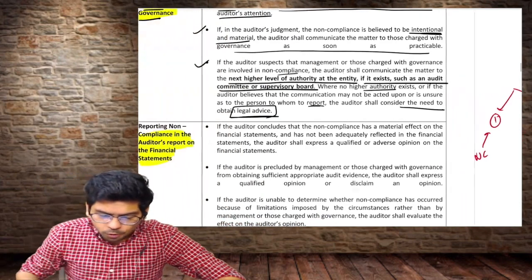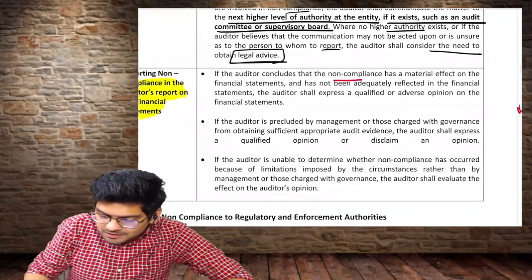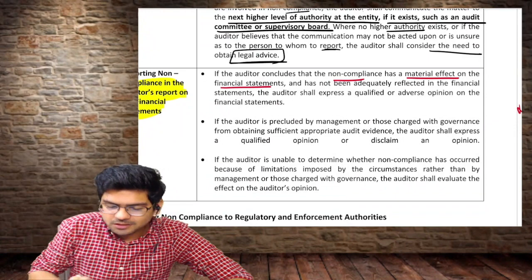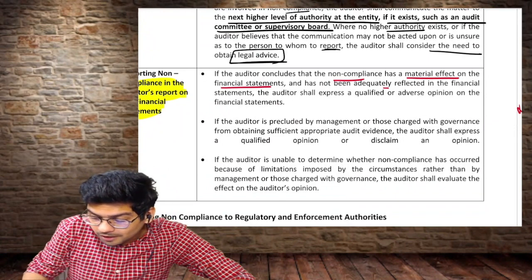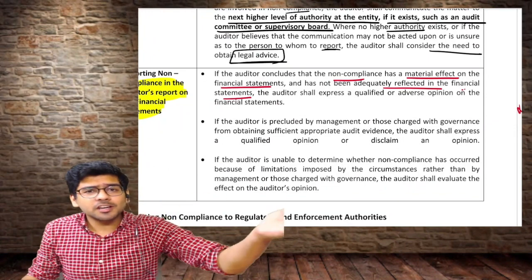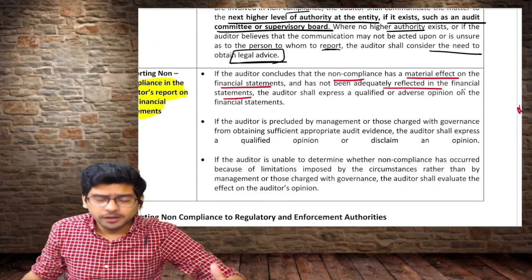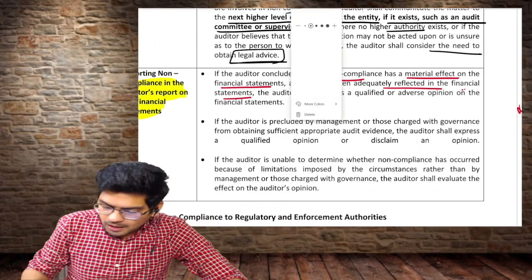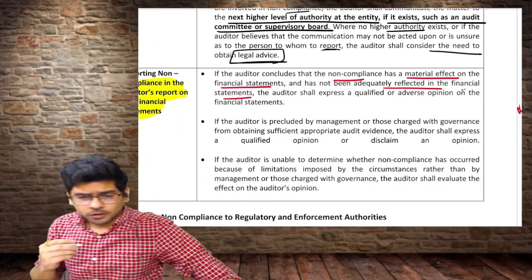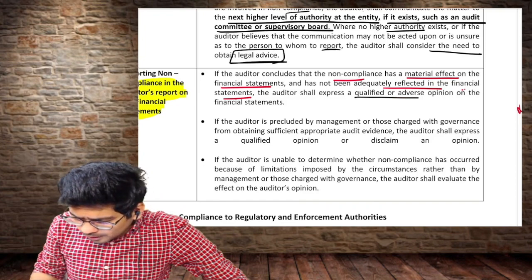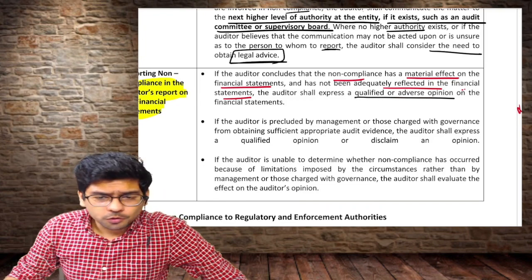All right. So the point here is, if the auditor concludes that the non-compliance has a material effect on the financial statements and has not been adequately reflected in the financial statements, I asked the management to make provisions. They did not make it. So in this case, what am I going to do? I'm either going to issue a qualified opinion or an adverse opinion.